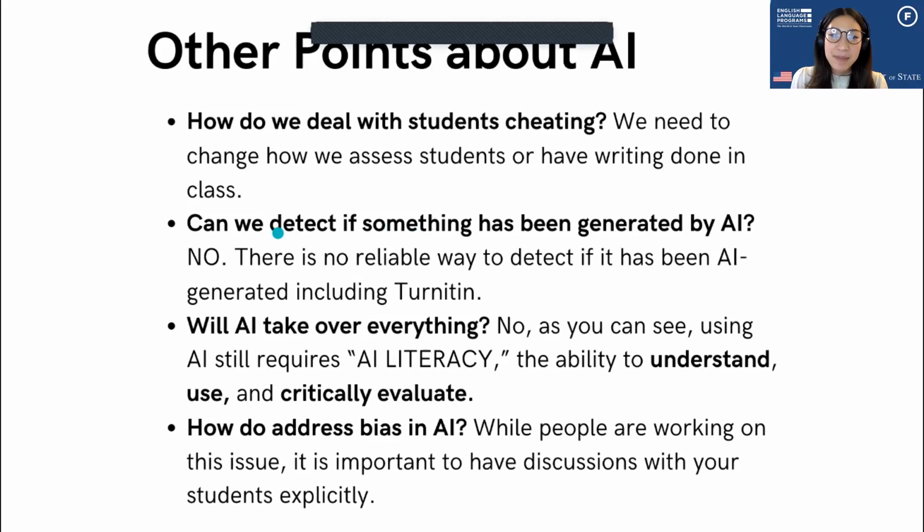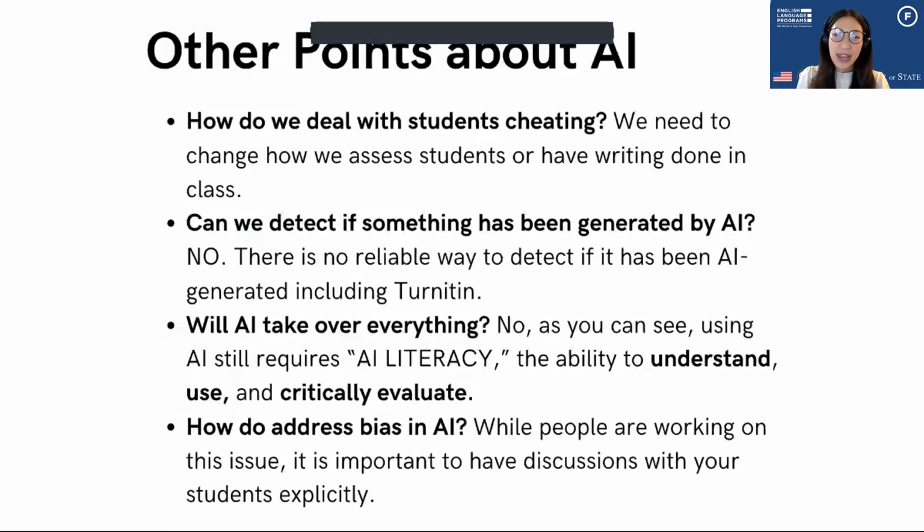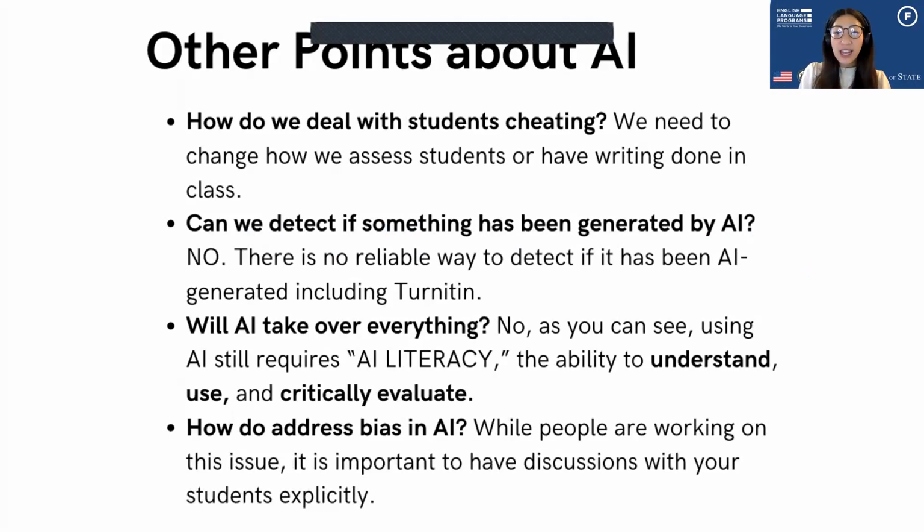Can we detect if something has been generated by AI? The answer is no. There is no reliable way to detect if something has been generated by AI, including platforms that are specifically created to check for plagiarism, such as Turnitin. Turnitin does not work with AI. It does not catch if AI has created something, and oftentimes it falsely says that something has been created by AI when it has not.